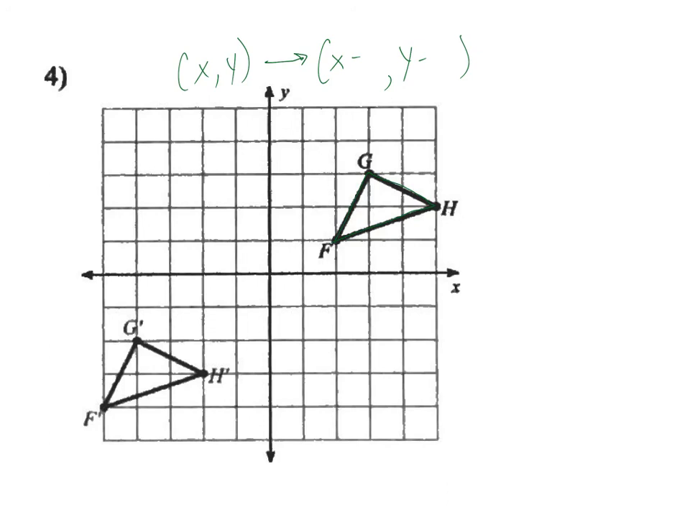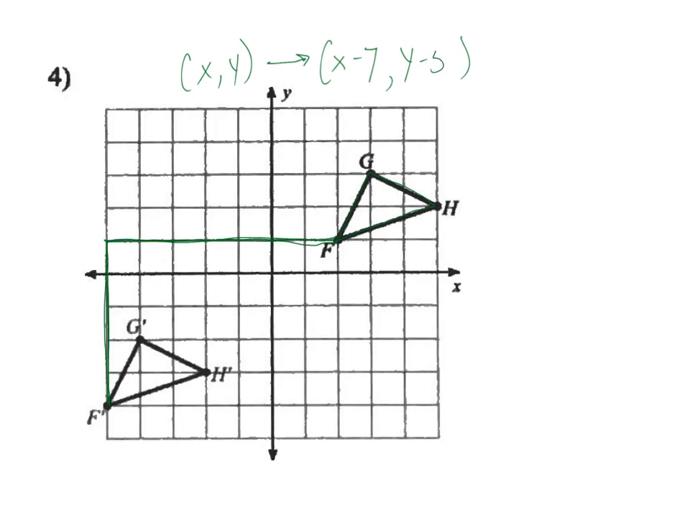So let's start with our X. We got to go from F all the way over to F prime. So we got to count these boxes. 1, 2, 3, 4, 5, 6, 7. So X is going to be minus 7 since we're moving left. And our Y is going to be going down to F prime here. So 1, 2, 3, 4, 5. So it's going to be minus 5.